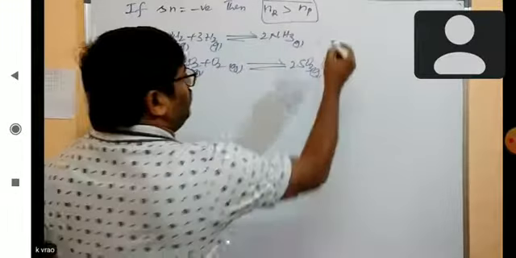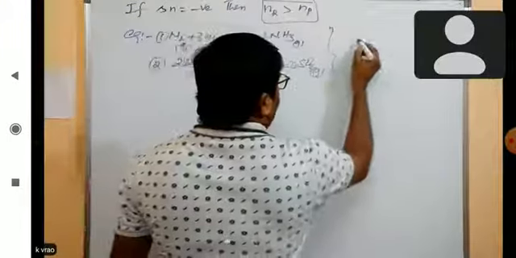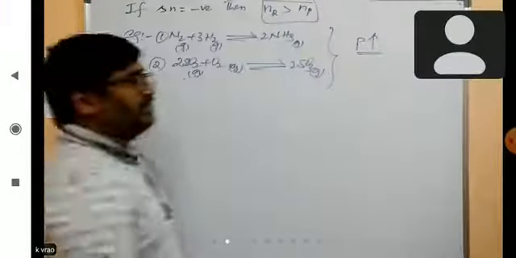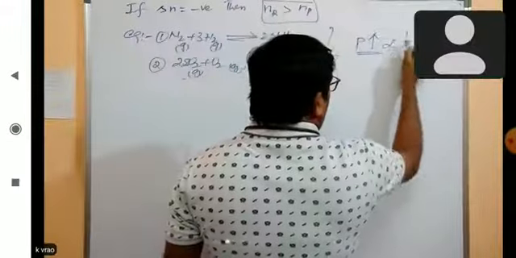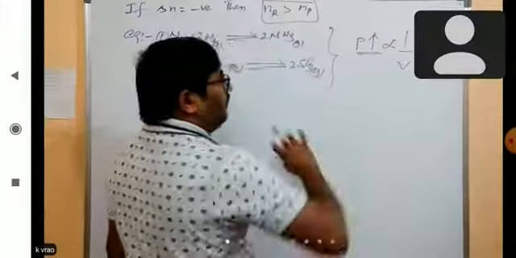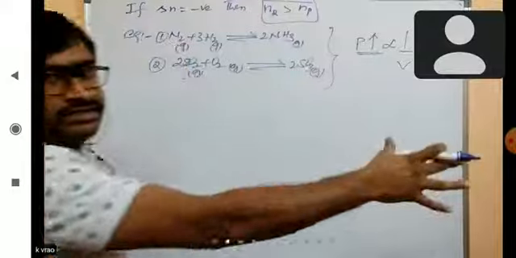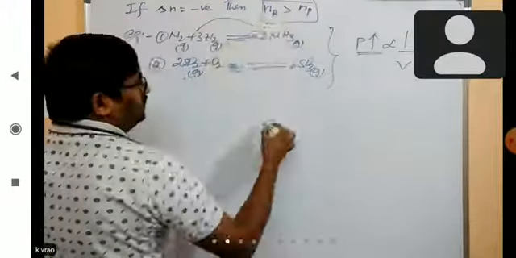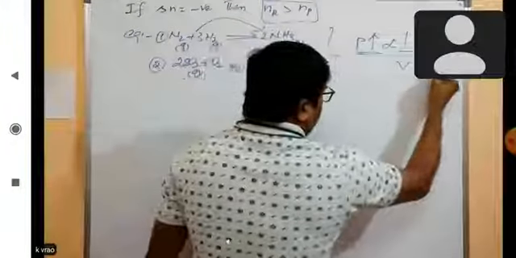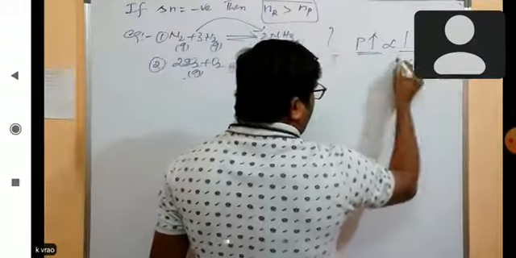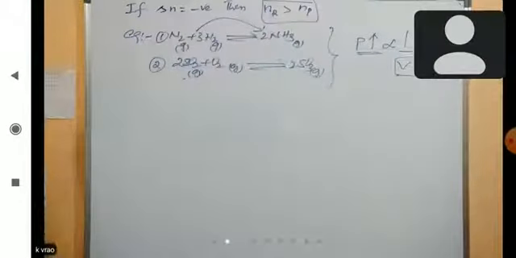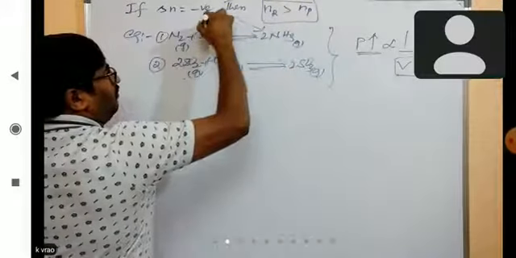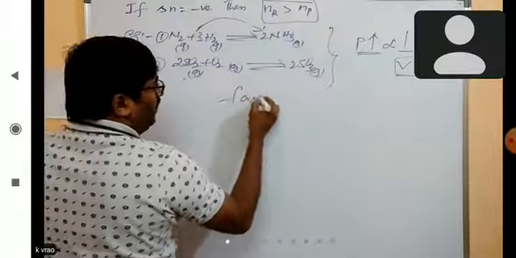In this case, if I increase the pressure, what happened? Pressure is inversely proportional to volume, so the equilibrium will shift towards the decrease in number of moles side. On this side the number of moles decreases, because volume is directly proportional to n. So for the delta n negative case, the equilibrium will shift towards the forward direction.